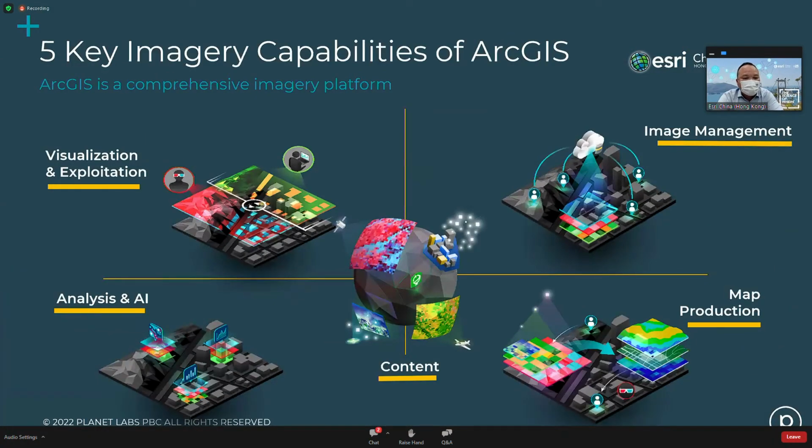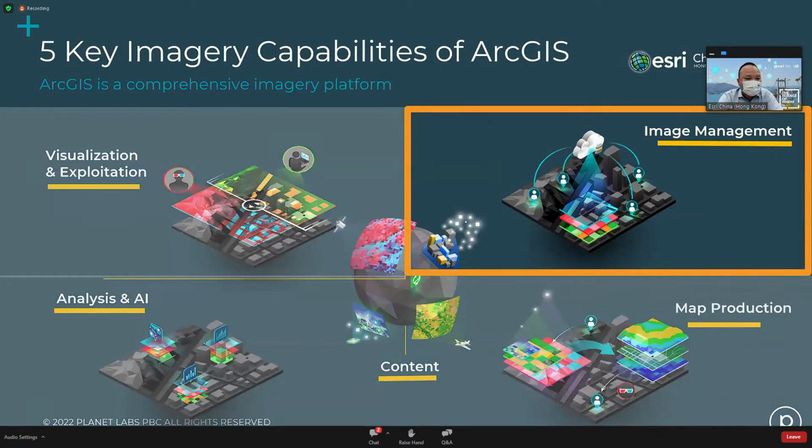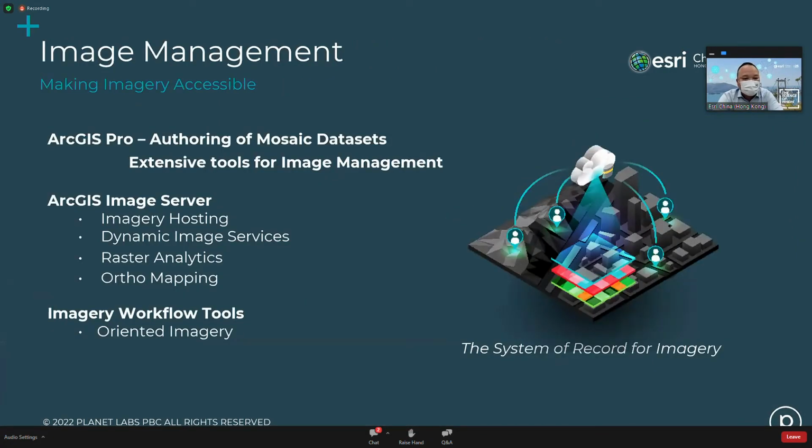I would like to give a very brief overview of the 5 key imagery capabilities of ArcGIS. This diagram summarizes how ArcGIS is a comprehensive imagery platform. Let's start with the first capability, image management. The image management capability provides extensive tools to create and manage raster datasets in ArcGIS Pro. These tools search data sources to extract required metadata. They also make it possible to define any processing to be applied to transform or modify the imagery, from raw pixels to interpretable products.